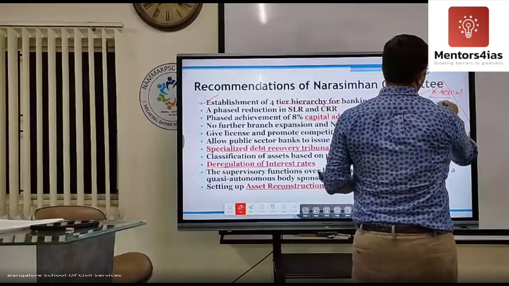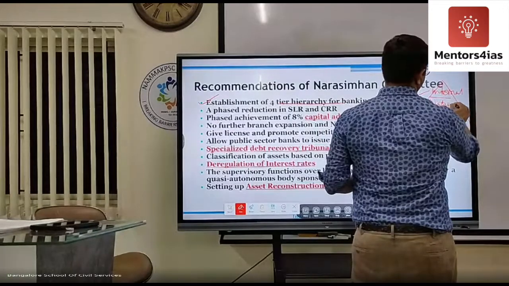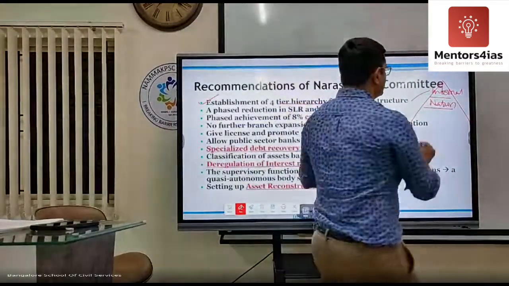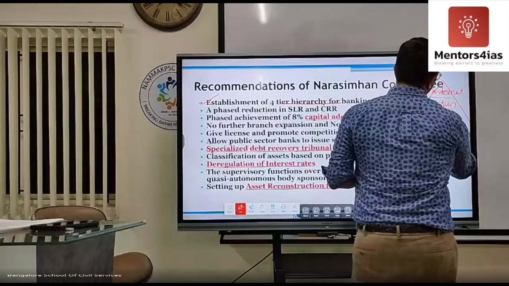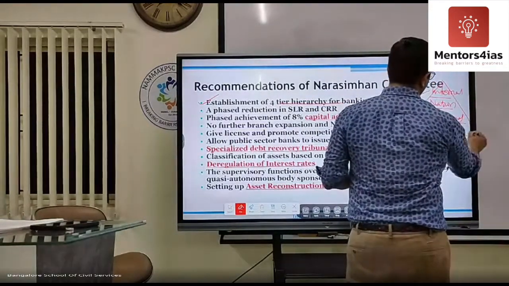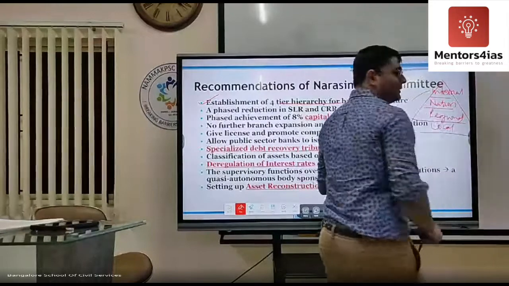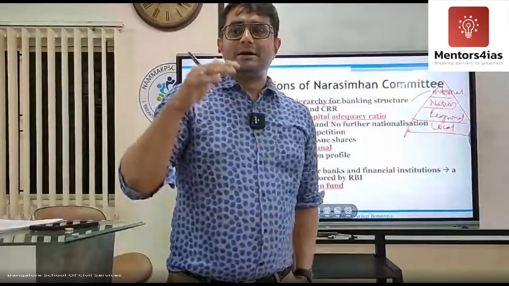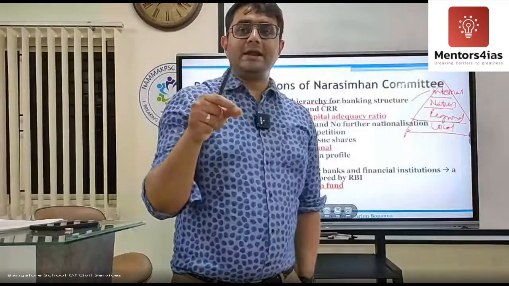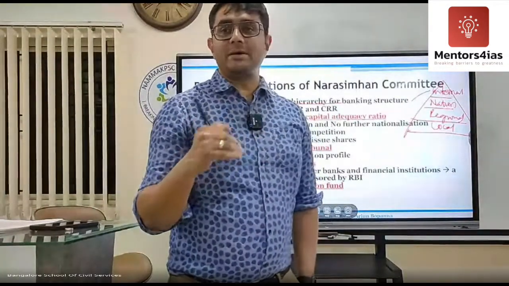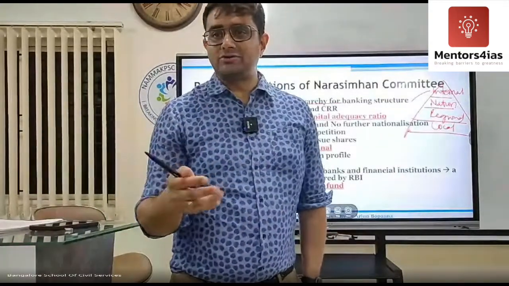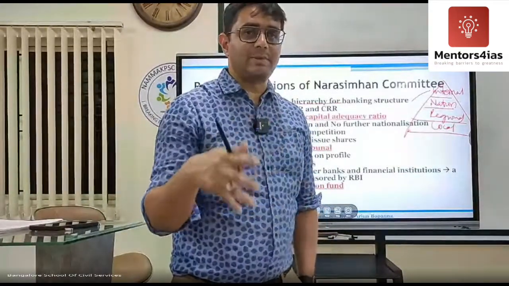Then there should be some bank at the national level, which should be catering to the national requirement. Some at the regional level, and the last one at the local level. So you should have a 4-tier banks catering to specific needs. There would be some banks which should operate only at the local level, like your cooperative banks. So such banks.